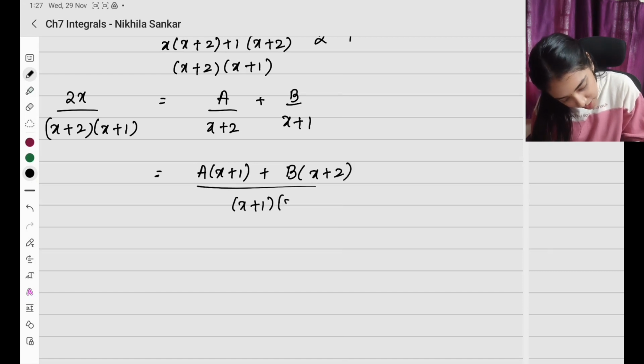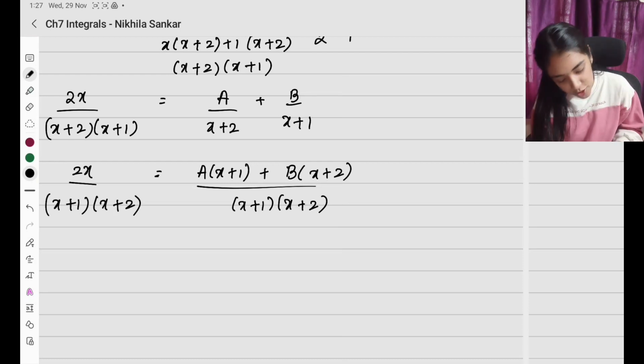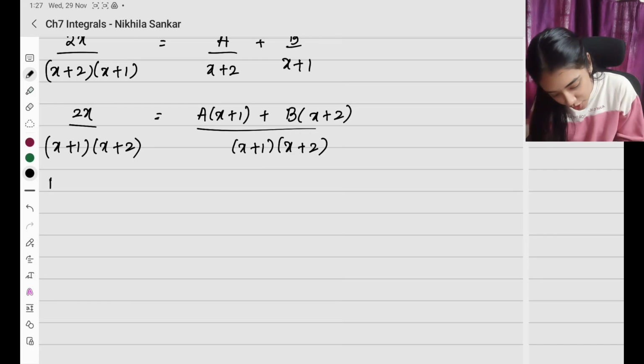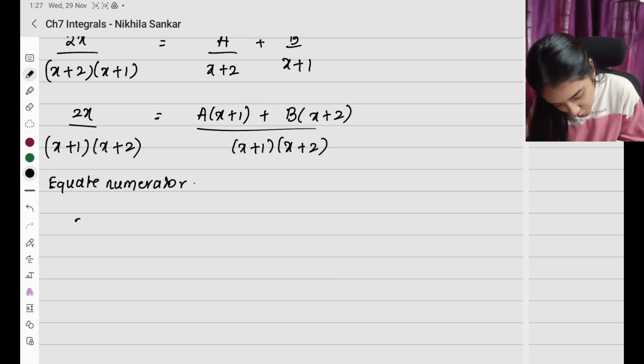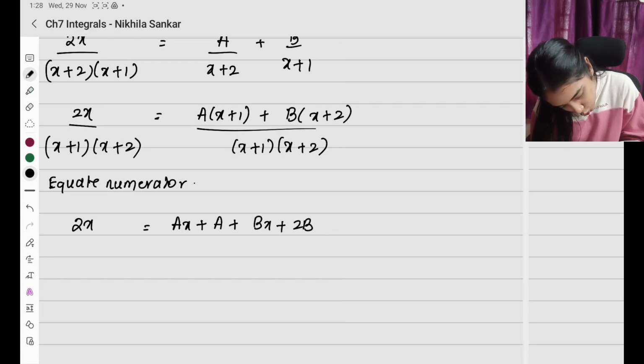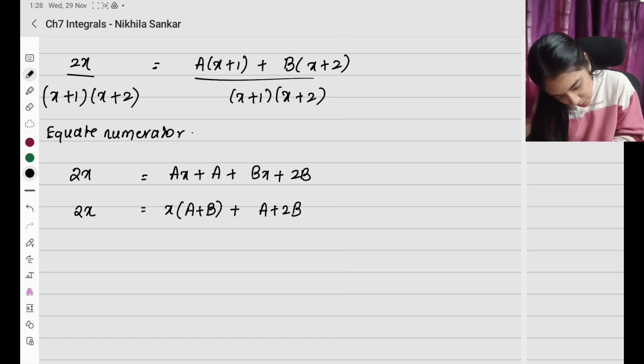by LCM. x plus 1 times x plus 2, இங்க என்ன இருக்கு? 2x divided by x plus 1 times x plus 2. Since the denominators are equal, I am going to equate the numerator. Okay, so I have 2x equals, when I multiply, ax plus a plus bx plus 2b. So when I club the x coefficients, I have x times a plus b plus a plus 2b equals 2x.